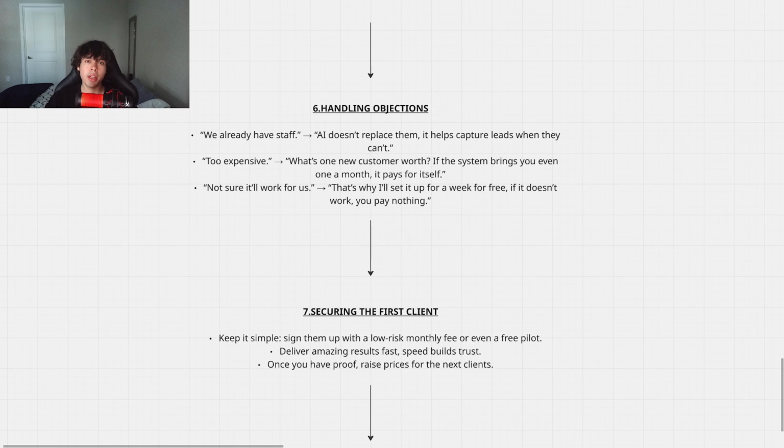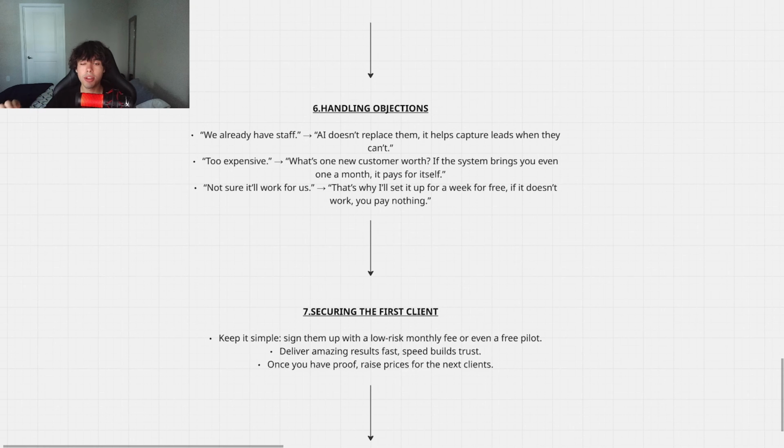It's very important that you know that you're going to get rejected more than one time. And you got to know how to handle objections. That way you reduce the number of no's you're getting. Some of the most common objections I personally handle when I'm cold calling or I'm offering my service is they say, we already have a staff. We already have someone doing this for us. And what you can do to tell them is AI doesn't replace them, but it helps capture leads when they can't.